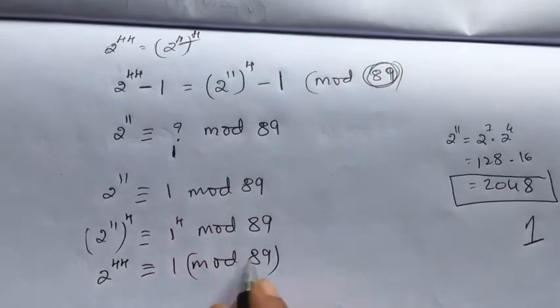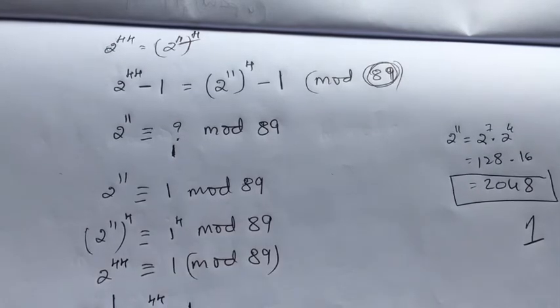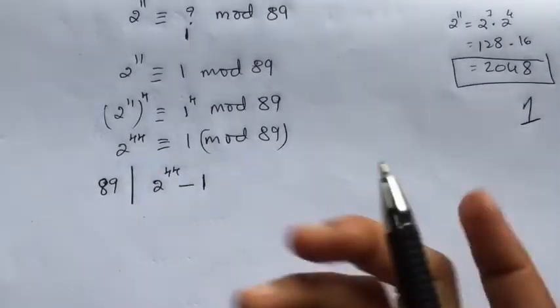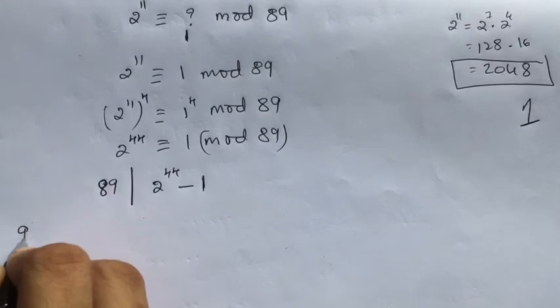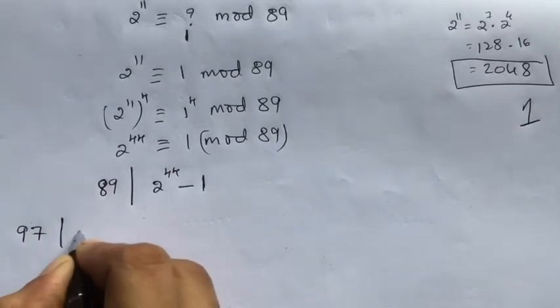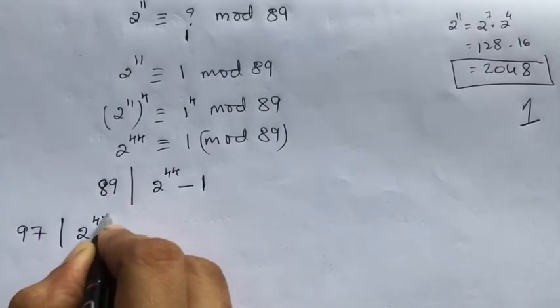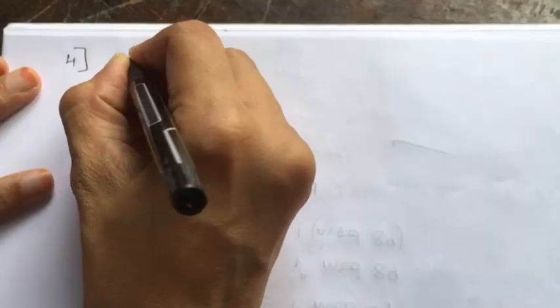So 89 divides 2 to the power 44 minus 1. Okay, similarly, one more you can check, please do it yourself: whether 97 divides 2 to the power 48 minus 1.